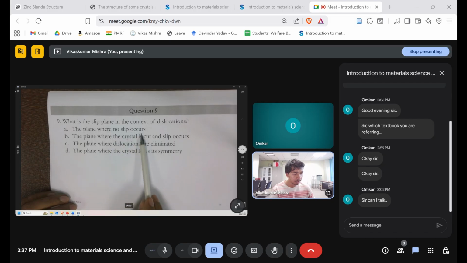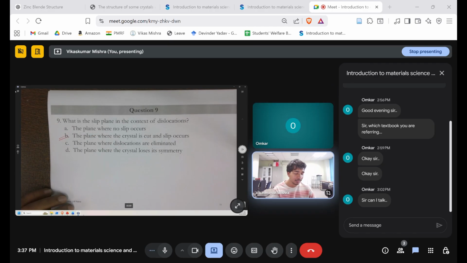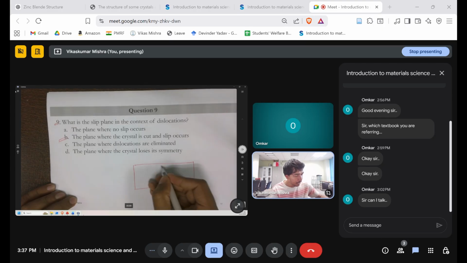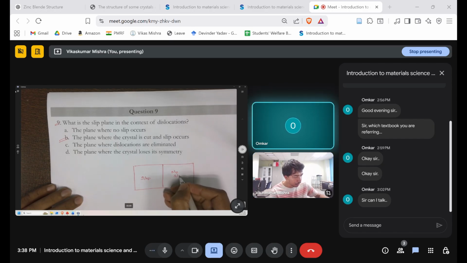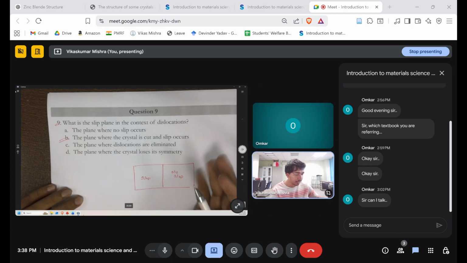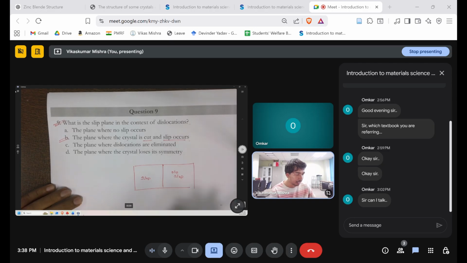What is a slip plane in the context of the dislocation? A plane where no slip occurs, a plane where the crystal is cut and slip occurs, a plane where dislocations are eliminated, a plane where the crystal loses its symmetry. Option B. We saw in class that this is a dislocation line, this part is the slip part and this is no slip. We cut this particular plane, the slip plane, and then moved it. So we cut the crystal and the slip occurs. So option B is the right answer.